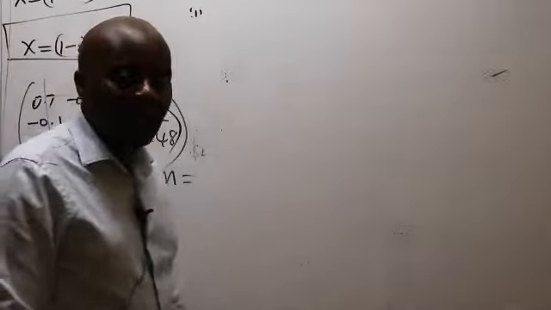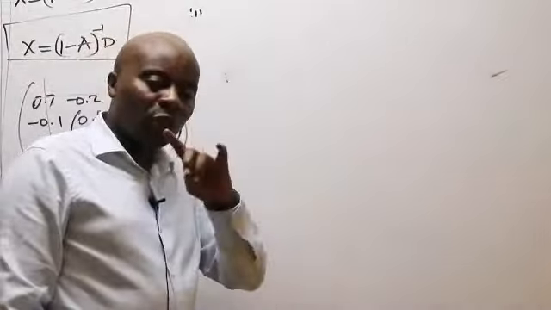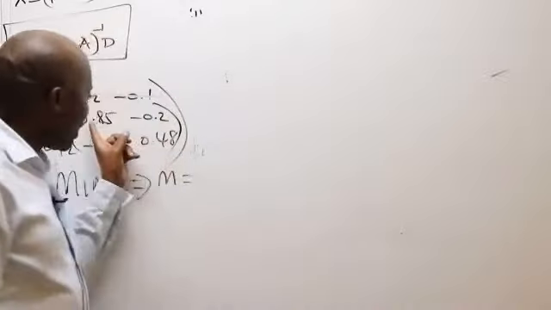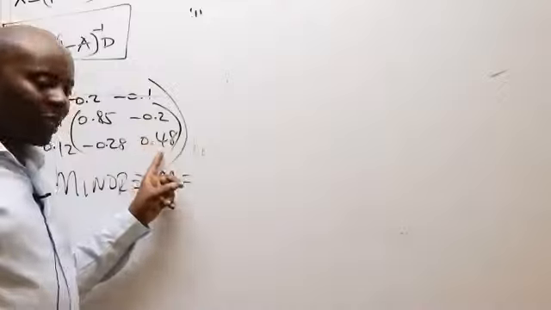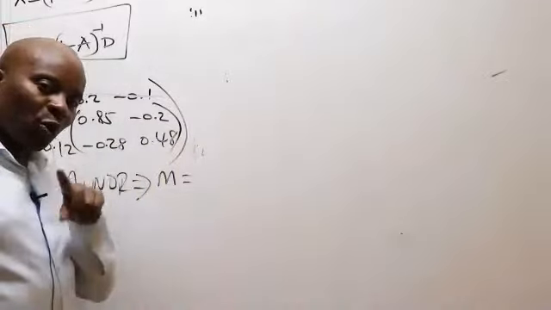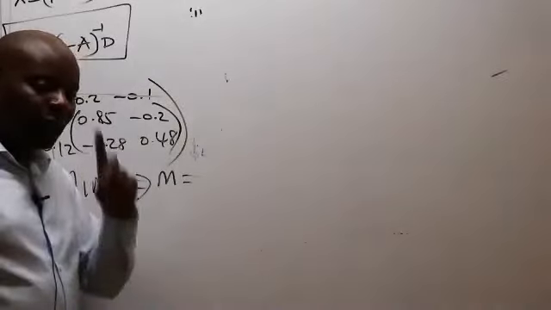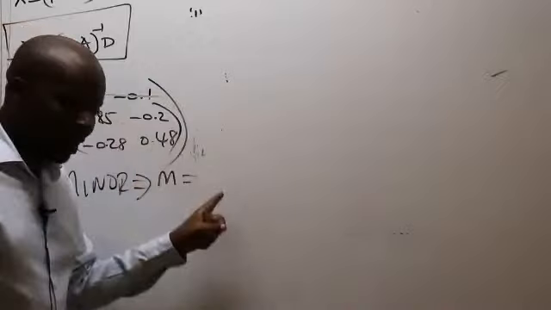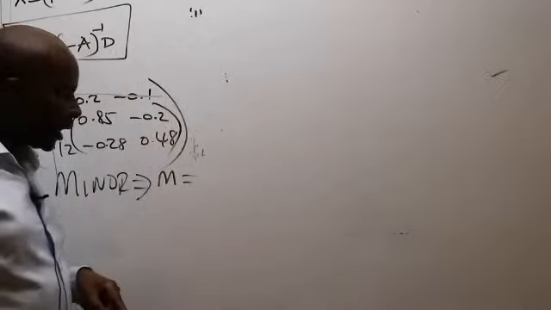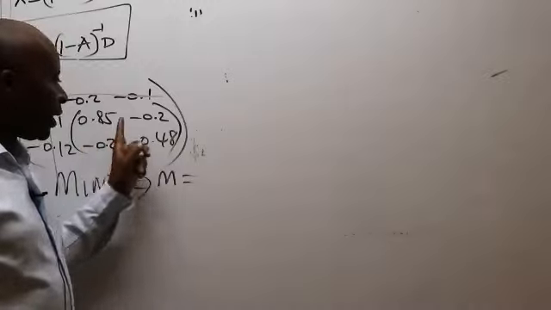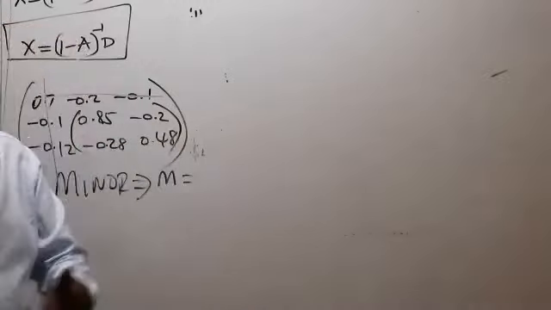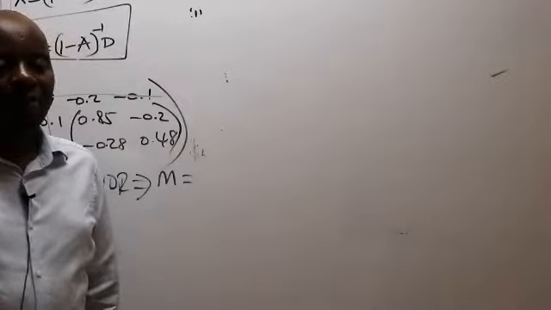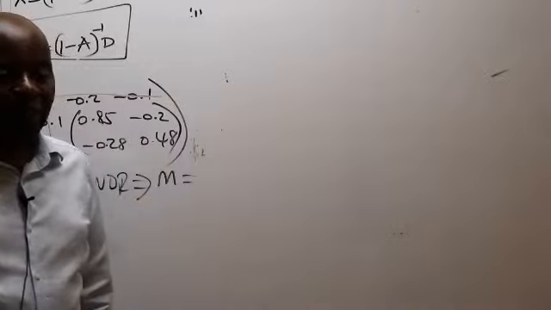So when you are getting the minor, ladies and gentlemen, we take the product of the primary minus product of the secondary. The product of the primary is this 0.85 times 0.48 minus open brackets always for the secondary. Secondary is minus 0.28 times minus 0.2. Close the brackets and give me an answer. It has to be given to us by all of us.